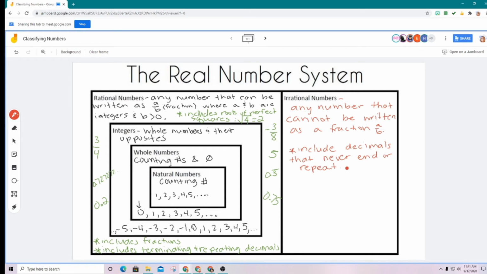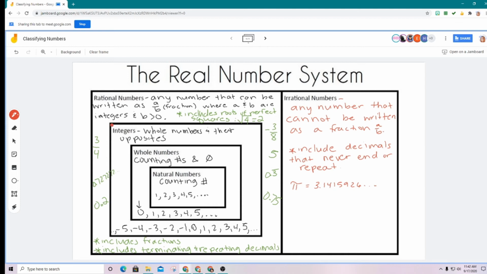My favorite example, Abigail's right, my favorite example is pi. Because that equals 3.1415926 something something something. And it never ends. Pi never ends. And there's no pattern. We don't know what number comes next unless you've memorized that. There's no pattern to it at all. It's just random.